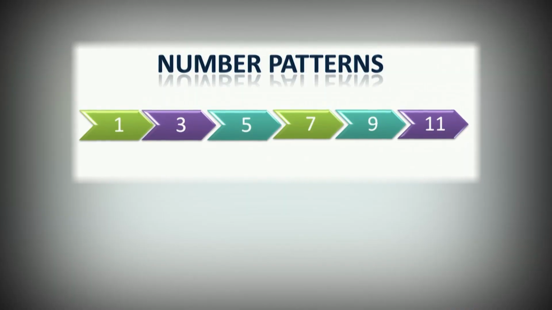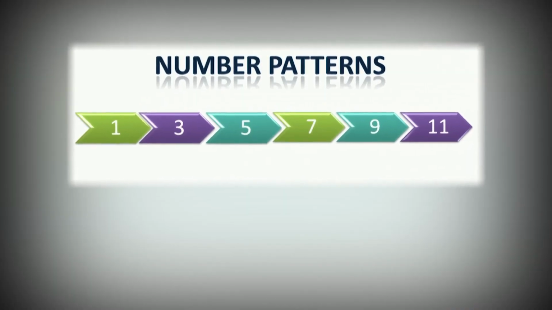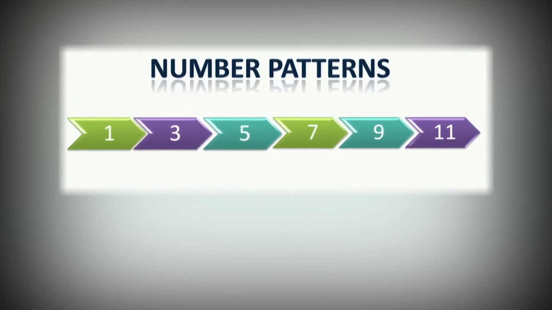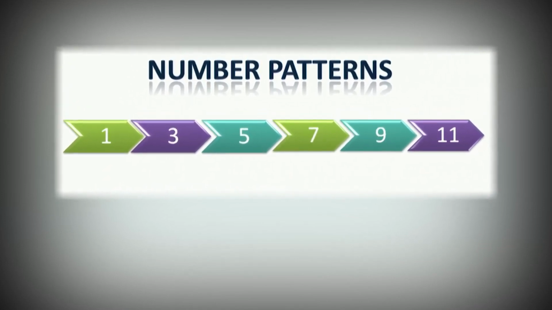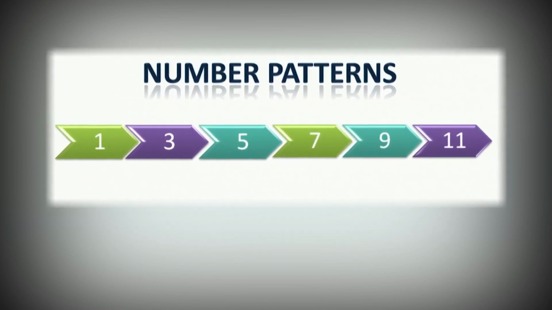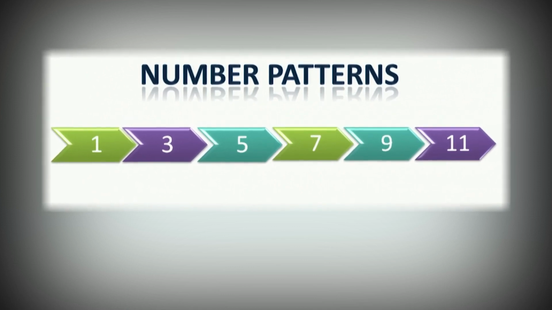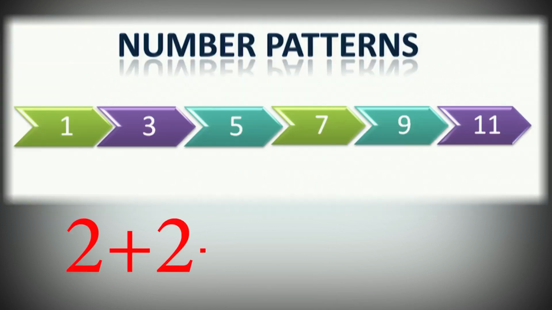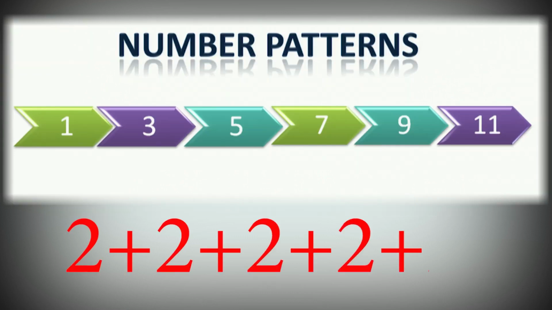Now let's move on to numbers. Can you see in this picture I have written some numbers. How have I written? First I have written 1, then 3, then 5, then 7, then 9, then 11. So what have I done? I have added 2 every time. 1 plus 2 is 3, 3 plus 2 is 5, 5 plus 2 is 7, and then 7 plus 2 is 9. So this type of pattern is called a growing pattern.